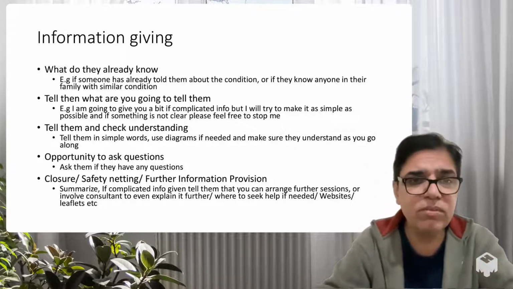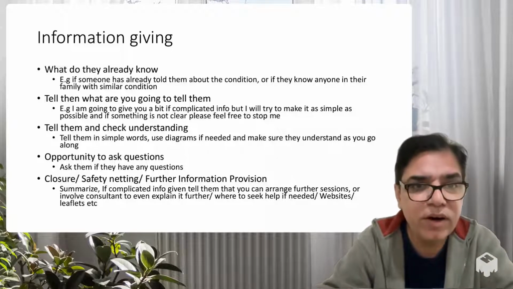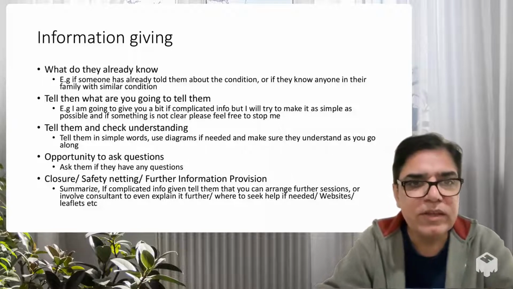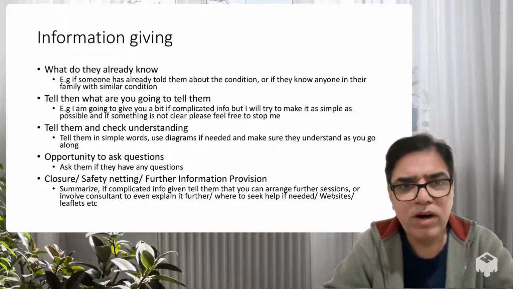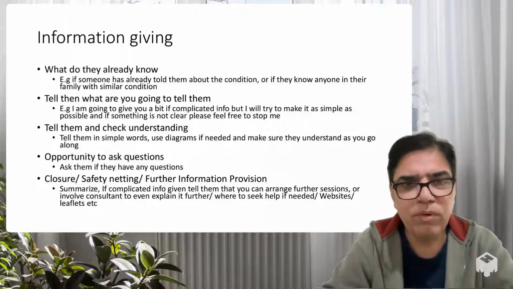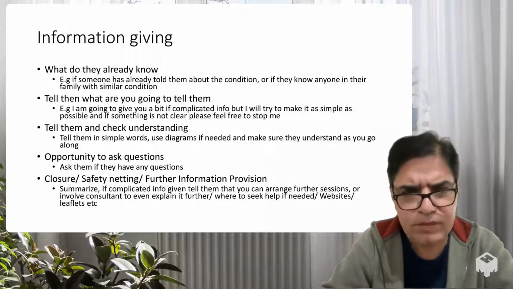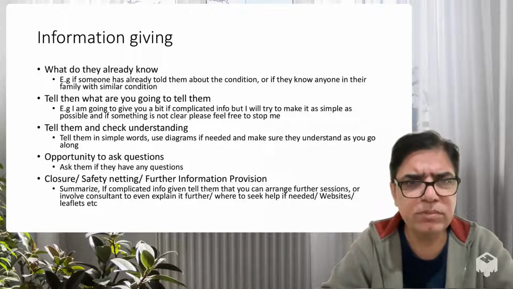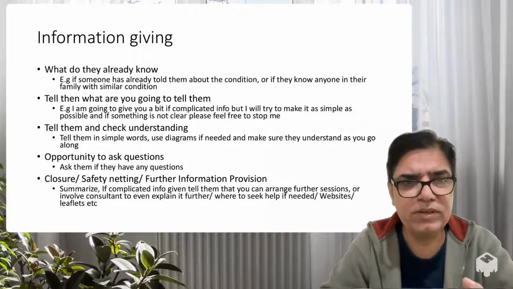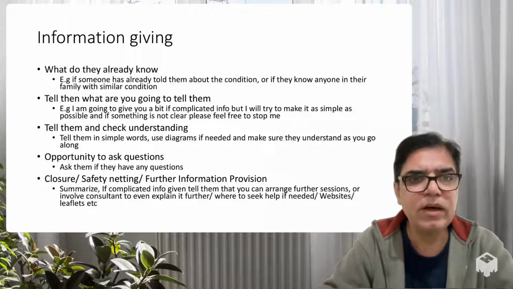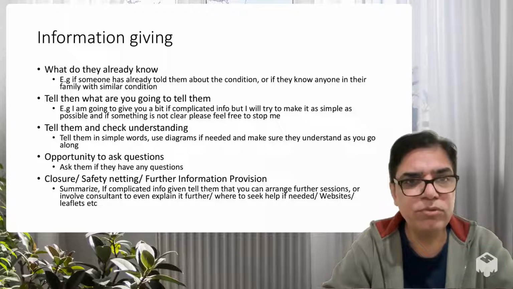Yeah, my cousin or my niece has got this condition. It's okay, well, fine. So you might be familiar with something. Let me tell you more about this, okay? Then tell them what you're going to tell them. So you say, okay, well, fine, I'm going to give you some information. Some of this might be a bit complicated, but I'll try my level best to make it as simple as possible. And please, if things are not getting clear, just stop me anywhere in between, and I will explain. Also tell them that you've got this time for them, and that you will not be disturbed by anybody. So please feel free to ask any questions.